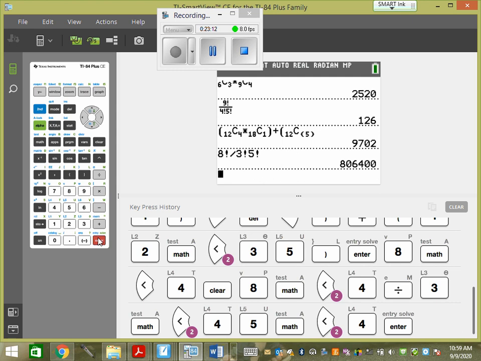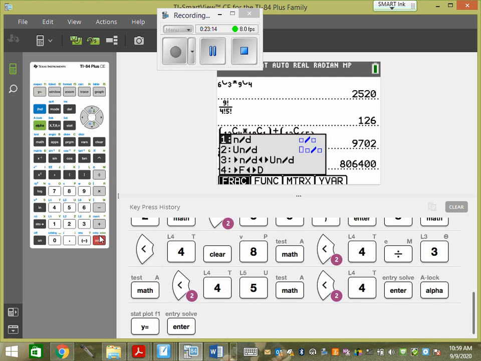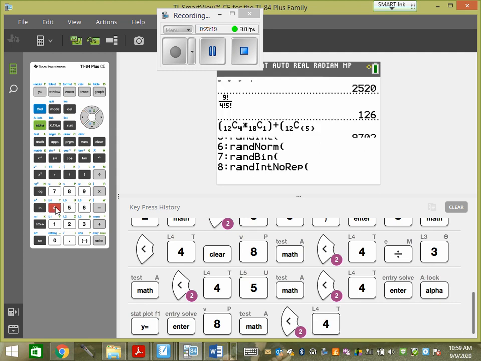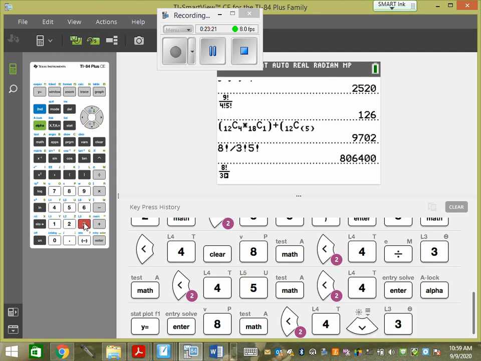So for me on this calculator, I would go alpha y equals enter and pull up the fraction so I don't need brackets. Because I can on this one.